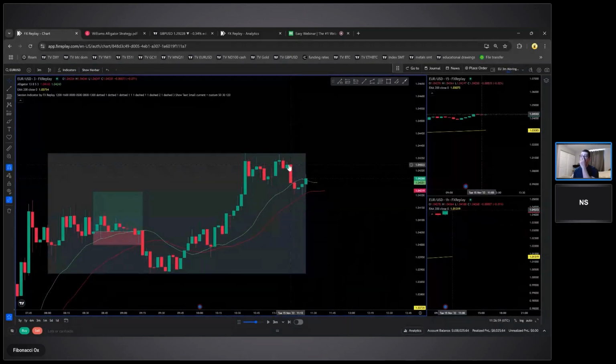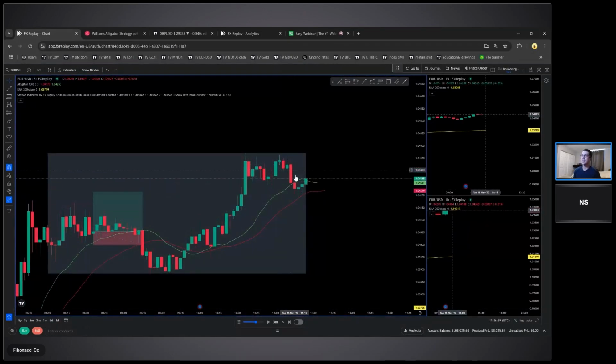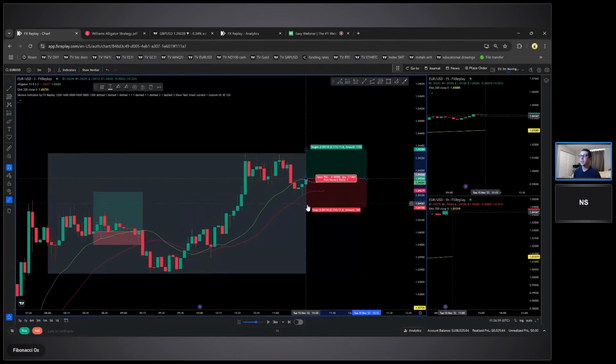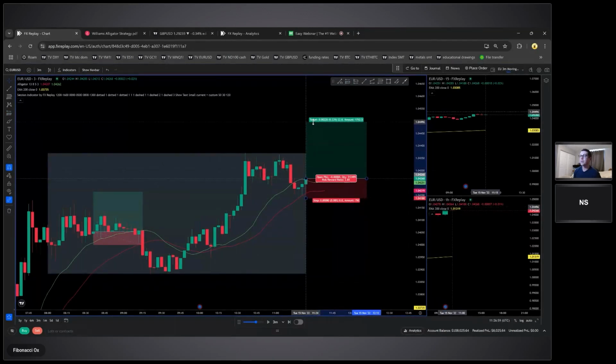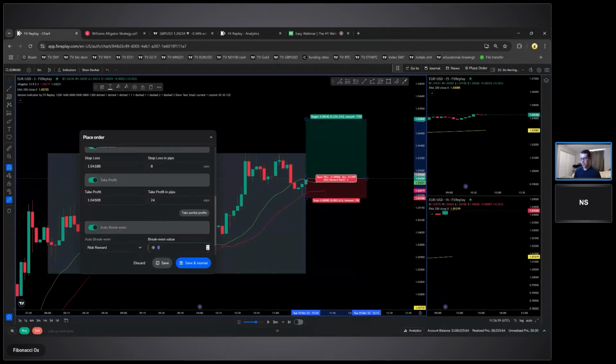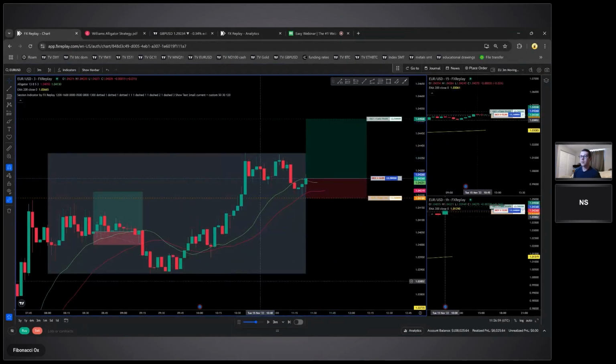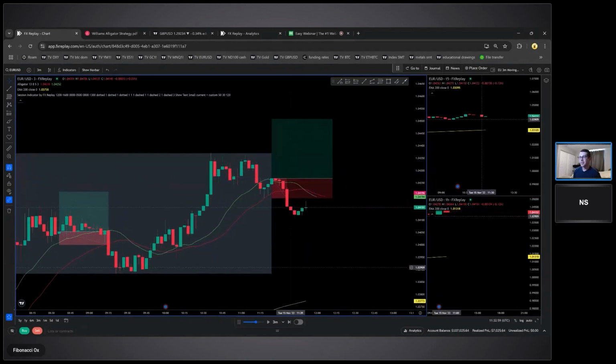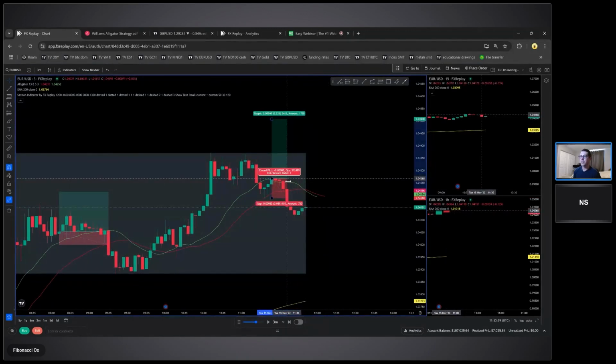Maybe just say it's a little lower probability because there is that engulfing candle. If we're following the rules specifically, it technically wasn't the first candle, so this would probably be a valid trade otherwise. So 3R would be all the way up here. Place order. Auto break even after 2R. And as expected, it was definitely a little lower probability.